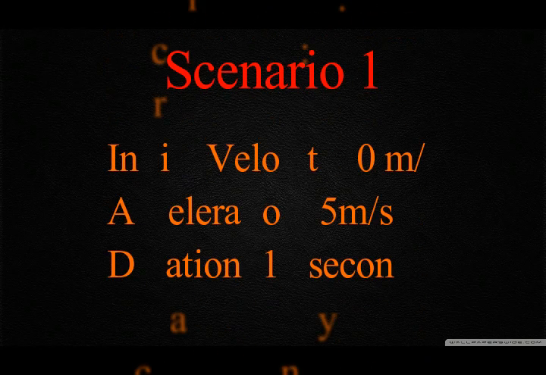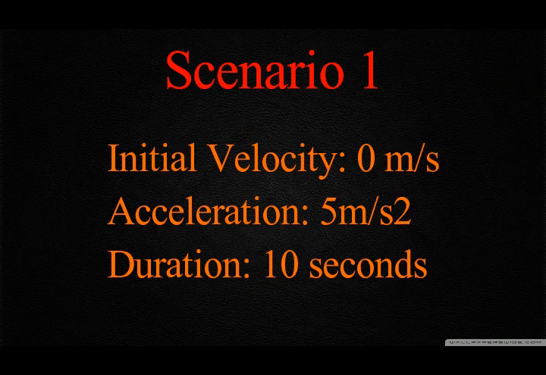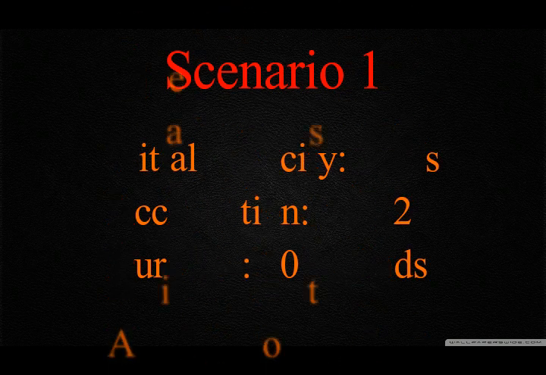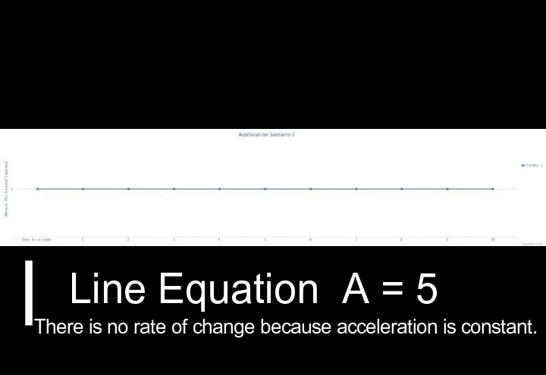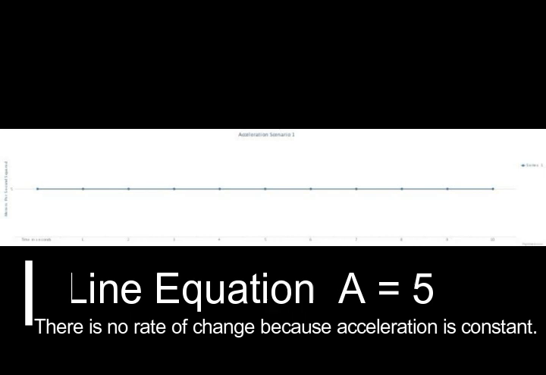These graphs concern a car accelerating at a rate of 5 meters per second for 10 seconds, starting at an initial velocity of 0 meters per second. We will start with the acceleration graph. It is a constant line at 5 meters per second for 10 seconds. The equation of the line is acceleration equals 5. There is no input value because the acceleration is constant at 5 meters per second for 10 seconds.